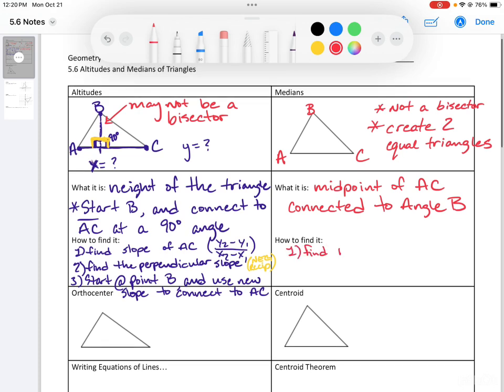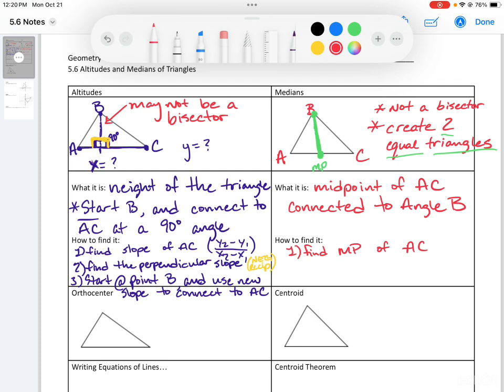So how to find it? Step 1, find the midpoint of AC. So if I go back to our picture up here and I say, I think that's the midpoint right there. That's the midpoint of AC. I would then, from that line, go to the center of angle B, and I would connect them. Sorry, that line did not start off so great, but I would connect them and create 2 equal triangles.